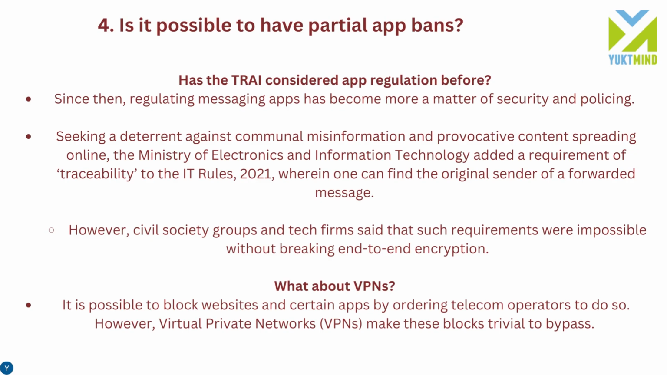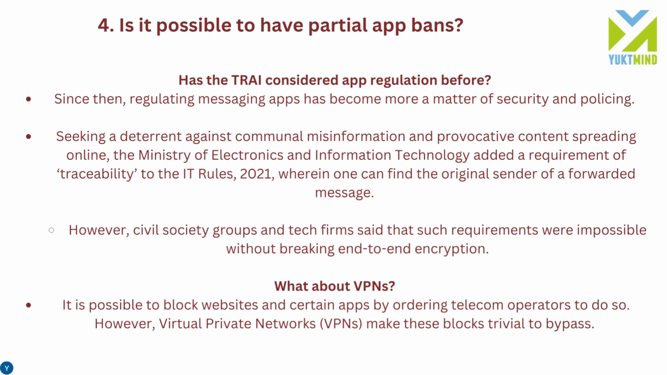Seeking a deterrent against communal misinformation and provocative content spreading online, the Ministry of Electronics and Information Technology added a requirement of traceability to the IT Rules 2021, wherein one can find the original sender of a forwarded message. However, civil society groups and tech firms said that such requirements were impossible without breaking end-to-end encryption that WhatsApp-like apps provide. So, what about VPNs?